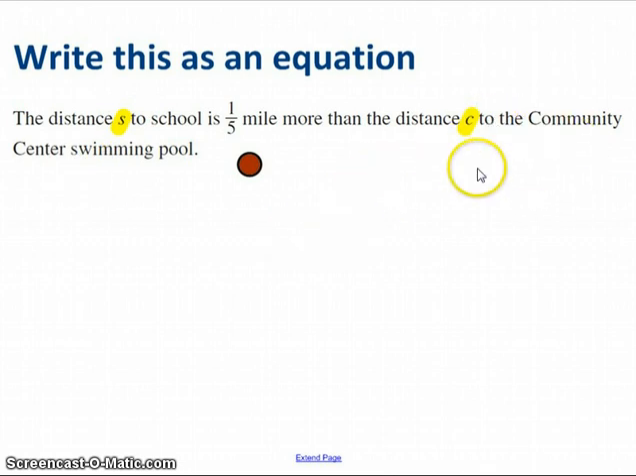Hit the pause button and come back, and let's see if you come up with the same equation that I would have. Okay, I'm going to assume that you did that. And that's what I came up with, that the distance to school is equal to the distance to the community center plus 1/5 of a mile.